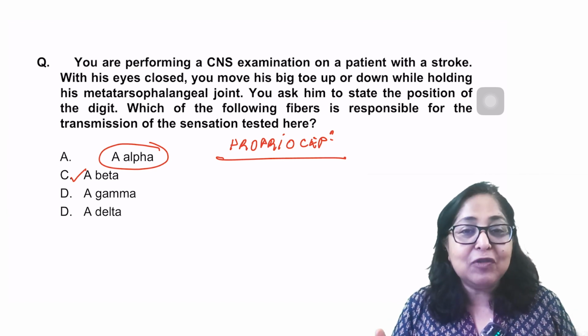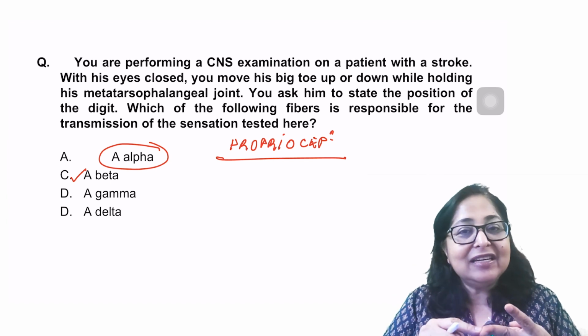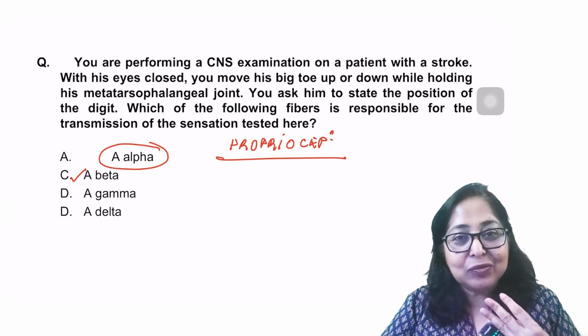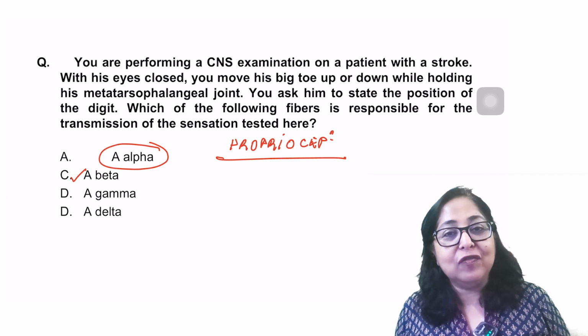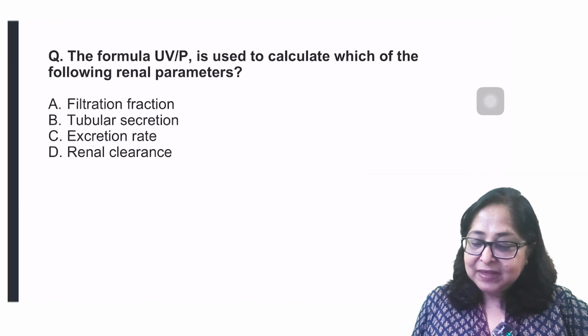Which are the receptors for proprioception? Muscle spindles, Golgi tendon organs, joint capsule receptors. These are meant for joint and position sense.